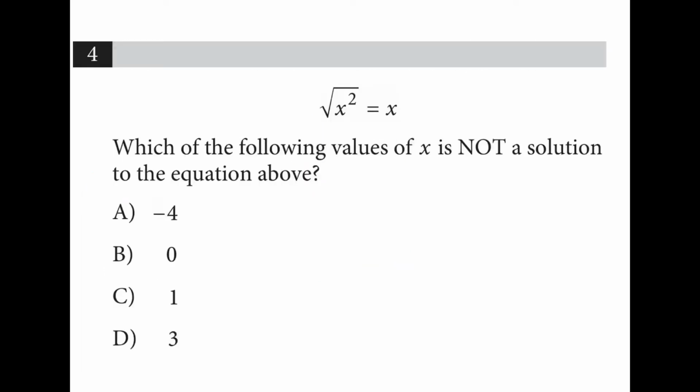If I plug in these different values, I'm going to find that on the left, negative 4 squared is 16. If I take the square root of that, that's going to be 4, which is not equal to negative 4.